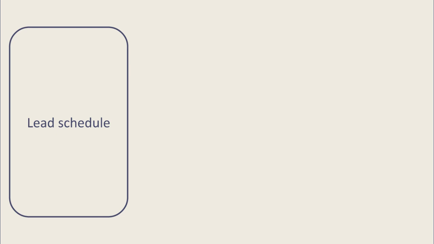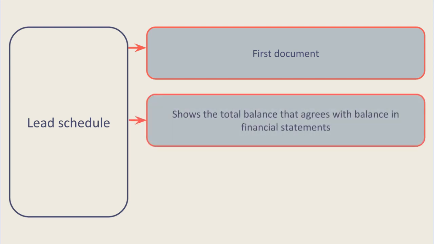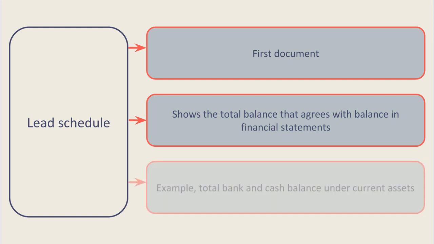The lead schedule is the first document seen in the section for each balance. It will show the total balance which will agree with the balance shown in the financial statements. Therefore, for this example, it would show the total bank and cash figure shown under current assets in the statement of financial position.